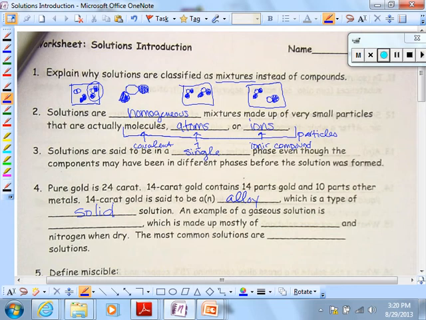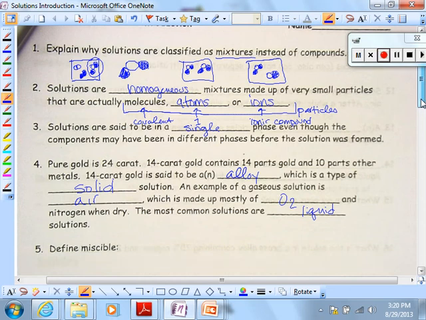An example of a gaseous solution is air, which is made of mostly O2 and nitrogen. The most common solutions, however, are liquid. So we do have metal or solid solutions, and we do have gas solutions, but most commonly we're making liquid solutions. So as we go forward here, we'll be talking mainly about those liquid solutions.